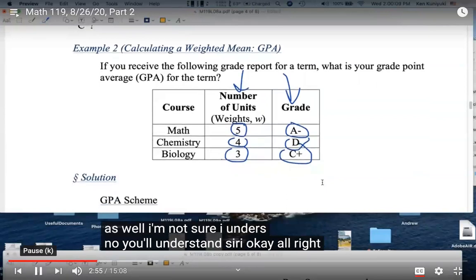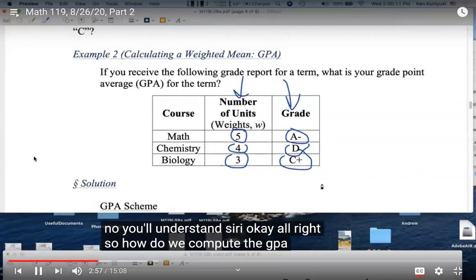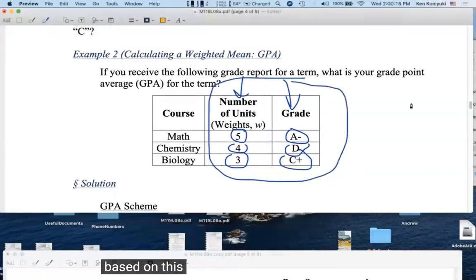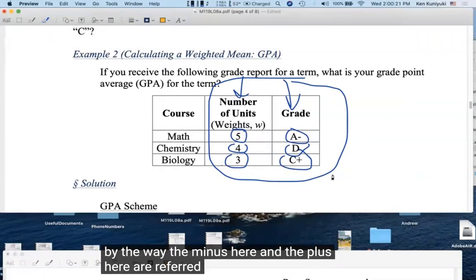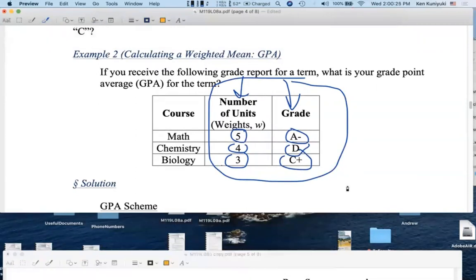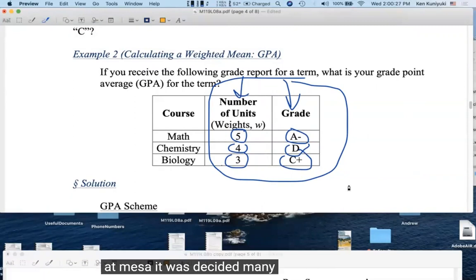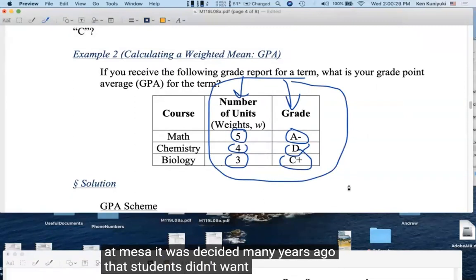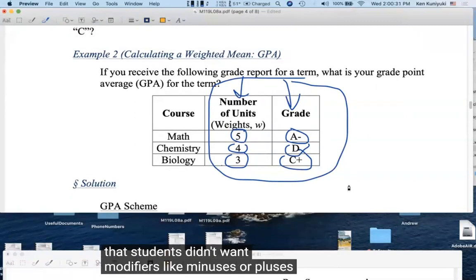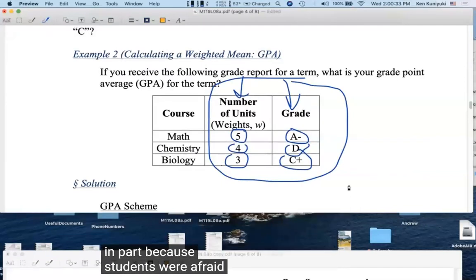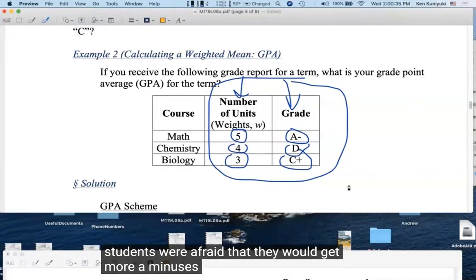All right. So how do we compute the GPA based on this table? By the way, the minus here and the plus here are referred to as grade modifiers. At Mesa, it was decided many years ago that students didn't want modifiers like minuses or pluses, I think in part because students were afraid that they would get more A minuses than A pluses. They wanted an A to be an A.